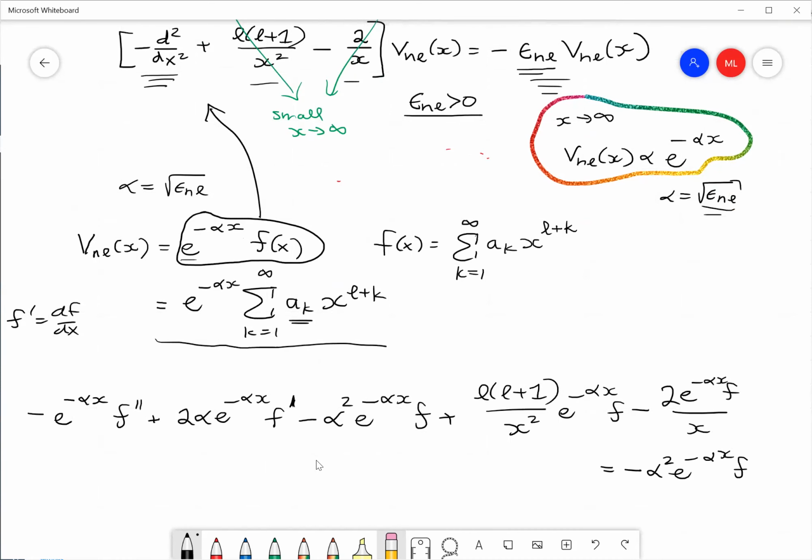Doesn't seem like we did anything to help our situation, but we did in fact, because now this gives us an equation for f. So obviously the exponential pieces all cancel. And you get this equation for f. And now we're going to stick in this Taylor series for f and see that we get a set of equations for the coefficients of that Taylor series expansion of the power series. And we'll be able to solve it and get the energy levels and solve the hydrogen atom. So solve for the energy levels of an electron in the Coulomb potential.